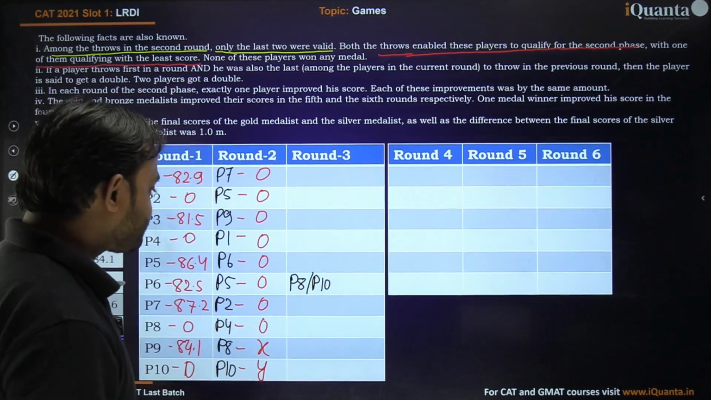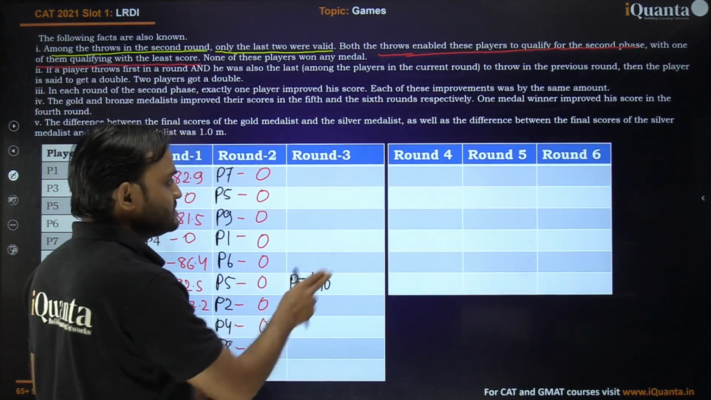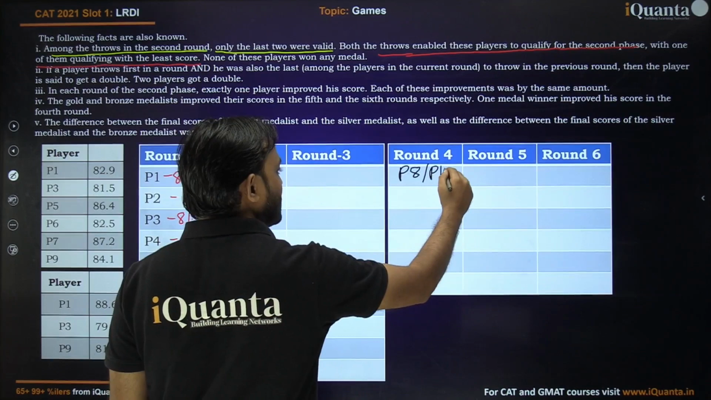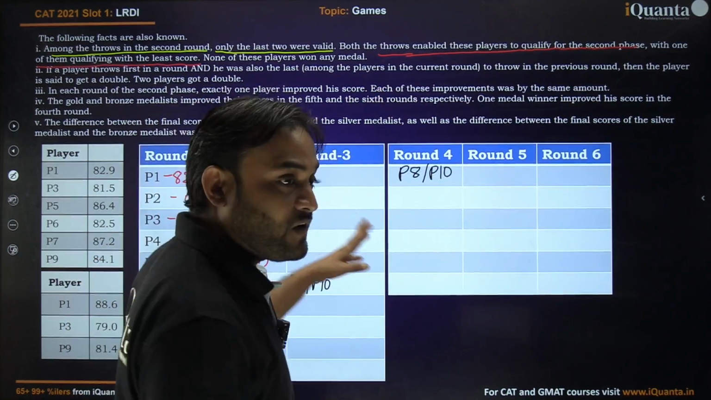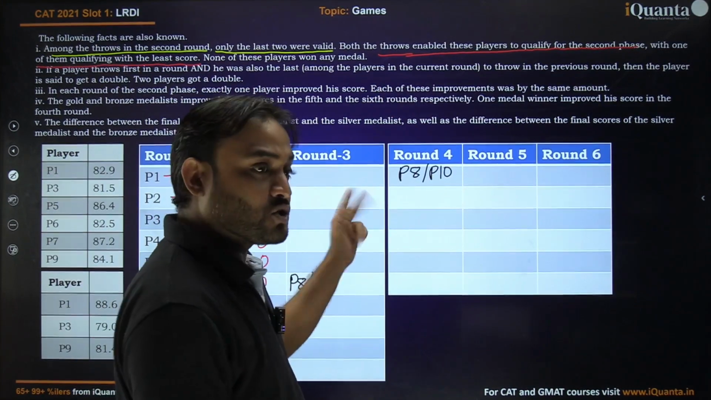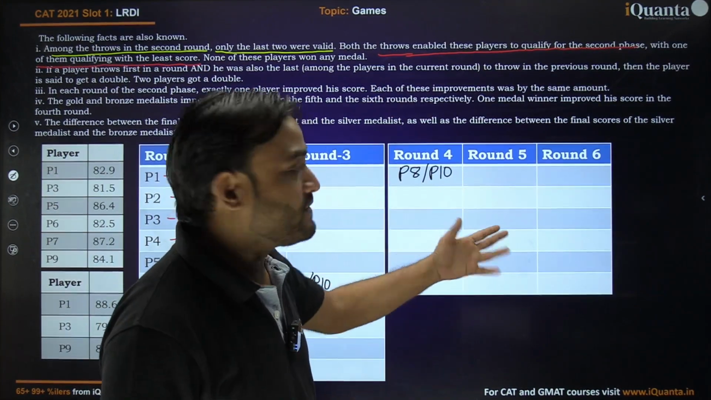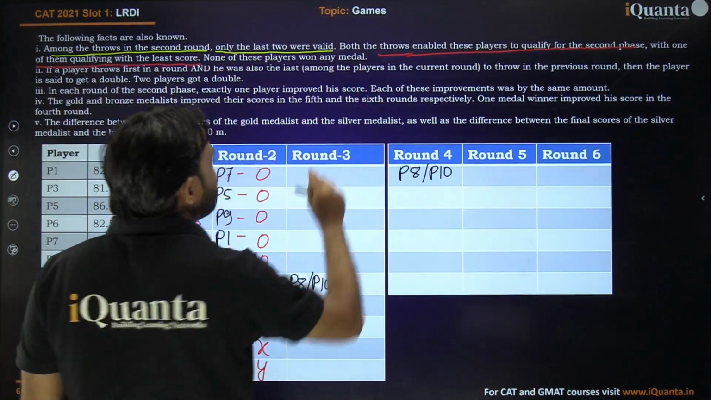Can we say one of these two, whoever got the least, will throw first in round 4? Because we know this already, that whoever got the worst rank will throw first in round 4, 5 and 6. Now it said none of these players won any medal.